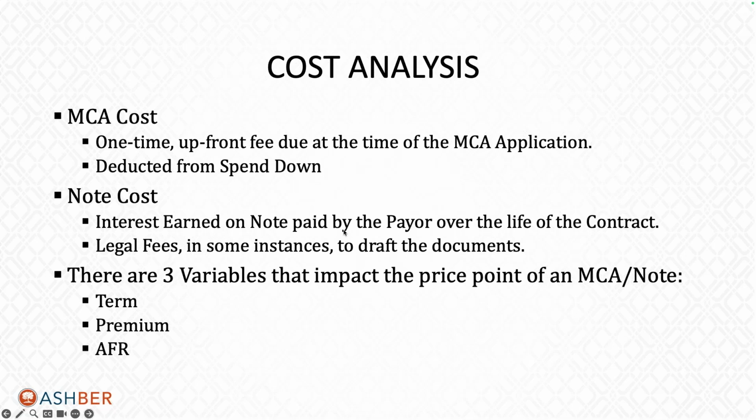So in order to provide an accurate analysis here, we need to understand the three variables that impact the price point of the annuity and the note. The three are the term, the premium, and the AFR. So the applicable federal rate, term, and the premium are the three that are going to impact the cost of the note or the cost of the annuity.